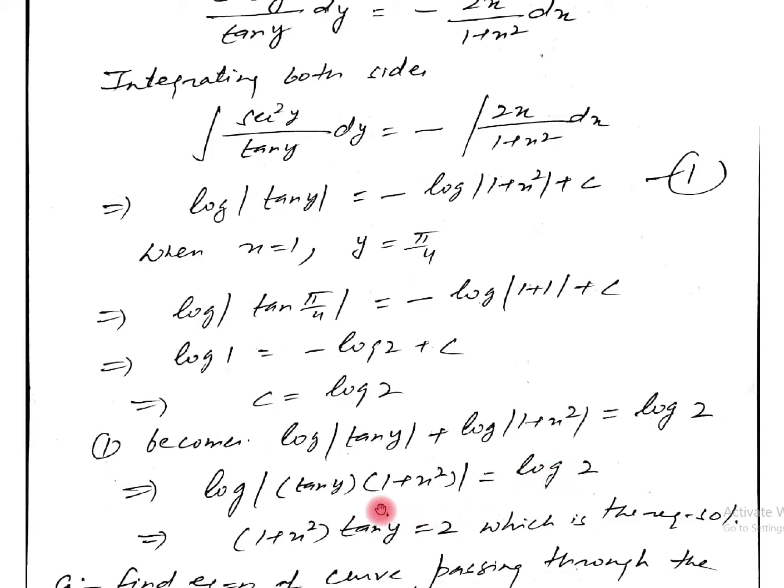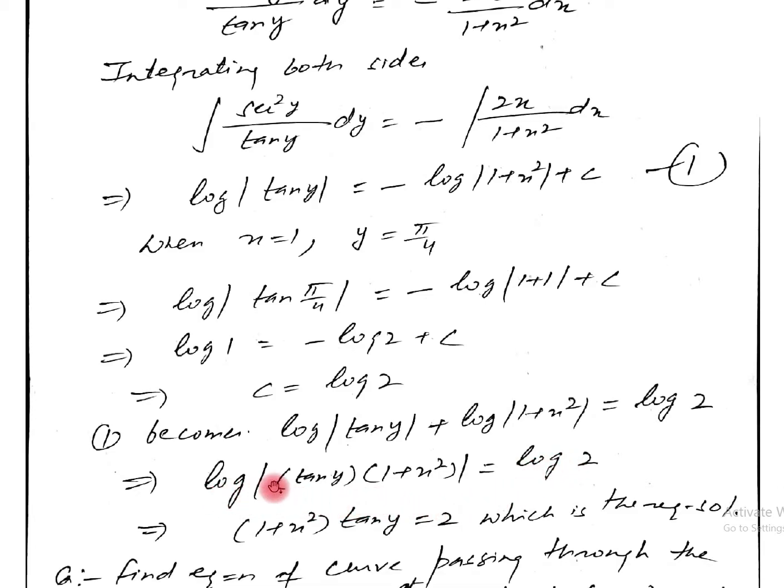Now here it is log m into n. So cancelling log from both sides, we get (1 + x²) tan y = 2, which is the required solution of the given differential equation.